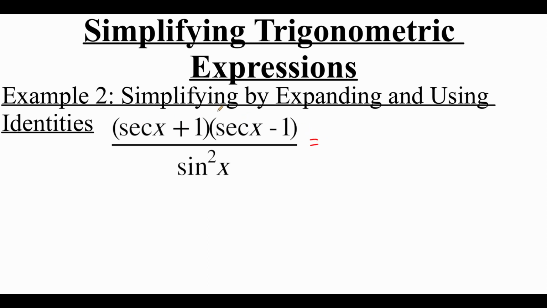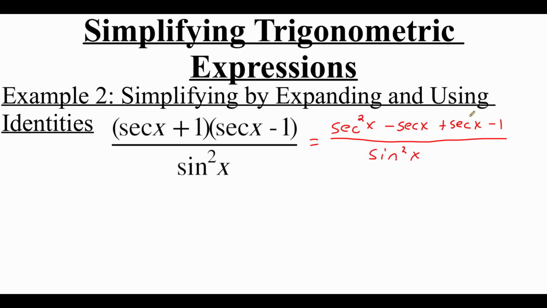So if I take the secant of x times the secant of x, then we're going to get the secant squared of x. If I take the secant of x times negative 1, I'm going to get minus the secant of x. If I take 1 times the secant of x, I'm going to get a plus secant of x. And if I take 1 times negative 1, I'm going to get minus 1. And then I'm not going to do anything with my denominator right now. I'm just going to leave that as the sine squared of x.